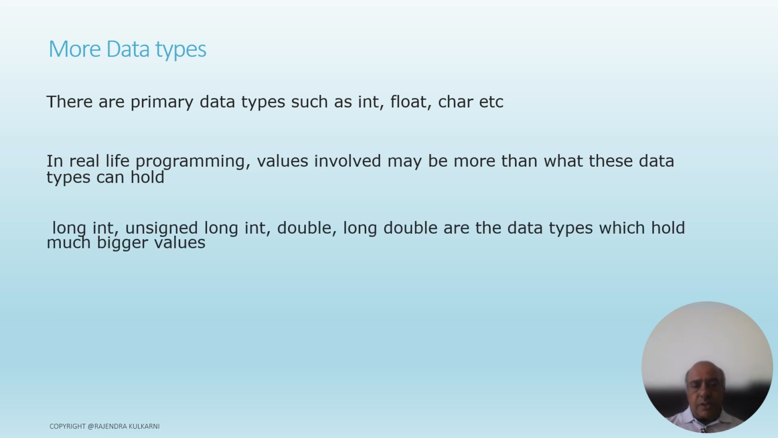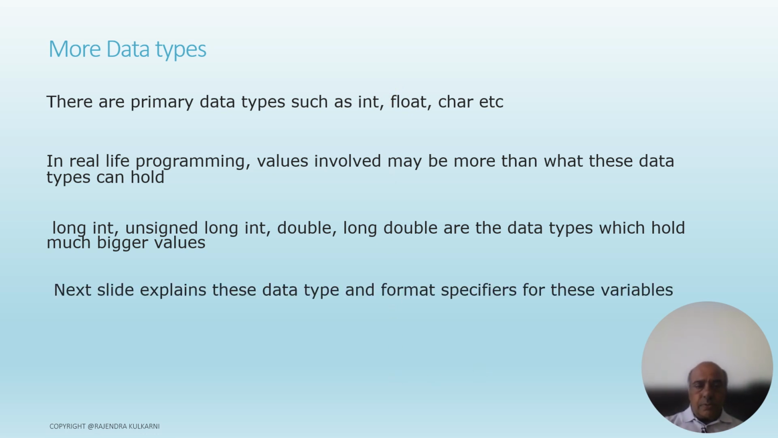Those other kinds of variables are long int, unsigned long int, double, long double. These data types hold much bigger values than what the primary variables int, float and char can hold. In the next slide, we will see the data types and the format specifiers for these variables.